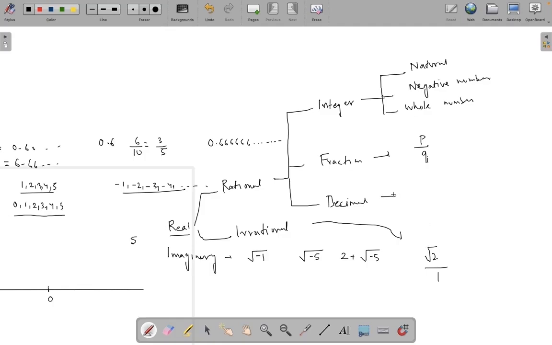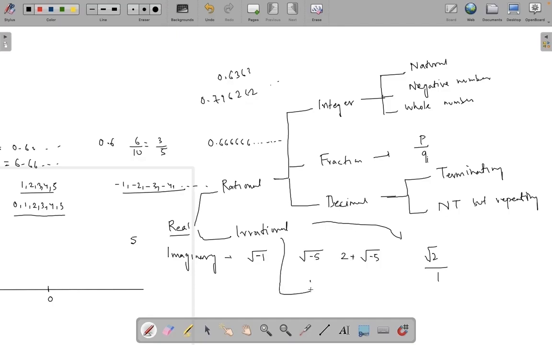Okay, when you look at decimals, we saw two cases. The first case, when I gave you 0.6, was terminating. And what was the second case? Non-terminating but repeating, right? So if the number is repeating, it does not matter whether only one digit is repeating. So if you have 0.63, the same thing repeats. Or if you have 0.796262 and so on, this is also a rational number.